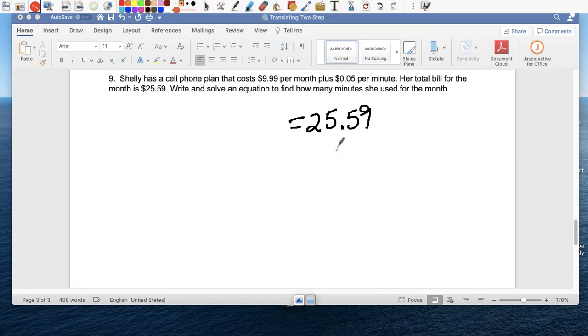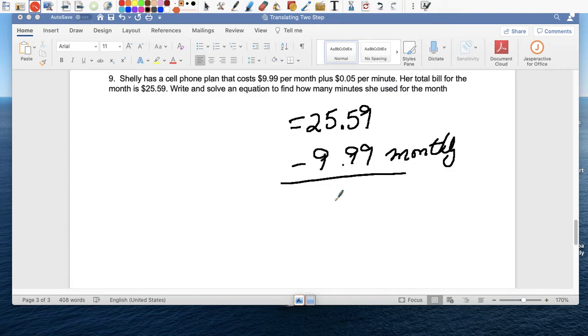Well, you know that $9.99. If I subtract $9.99 from the $25.59 you pay, that was for the monthly charge, right? The monthly. Just to be with Verizon, I have to pay $9.99. And the leftover is $15.60. So this is what I spent talking. How many minutes did I talk? Each minute was 0.05. So that's what we're doing.